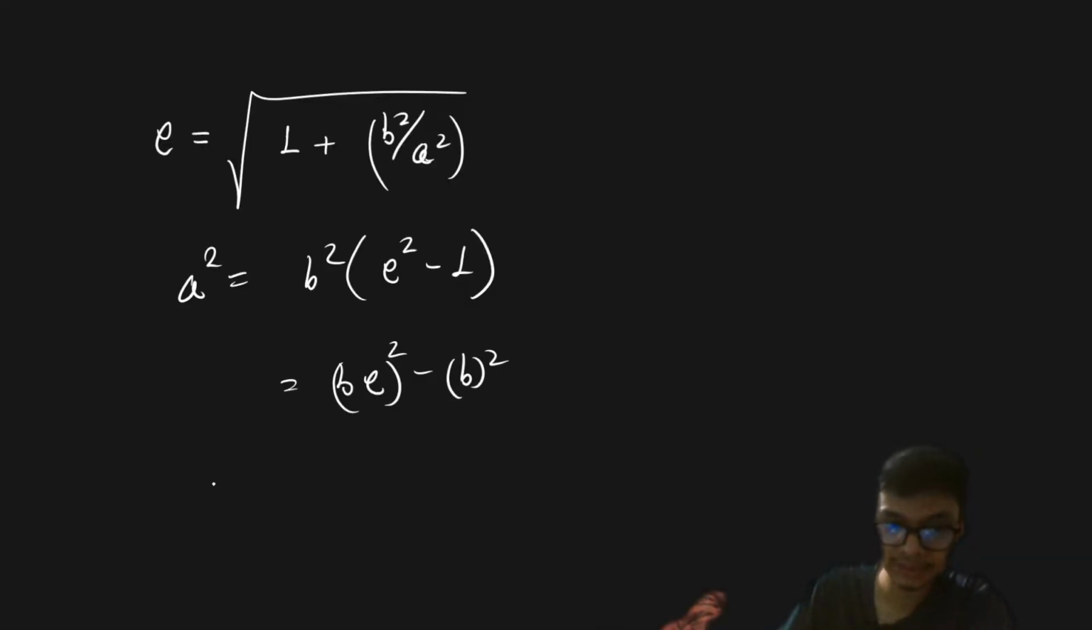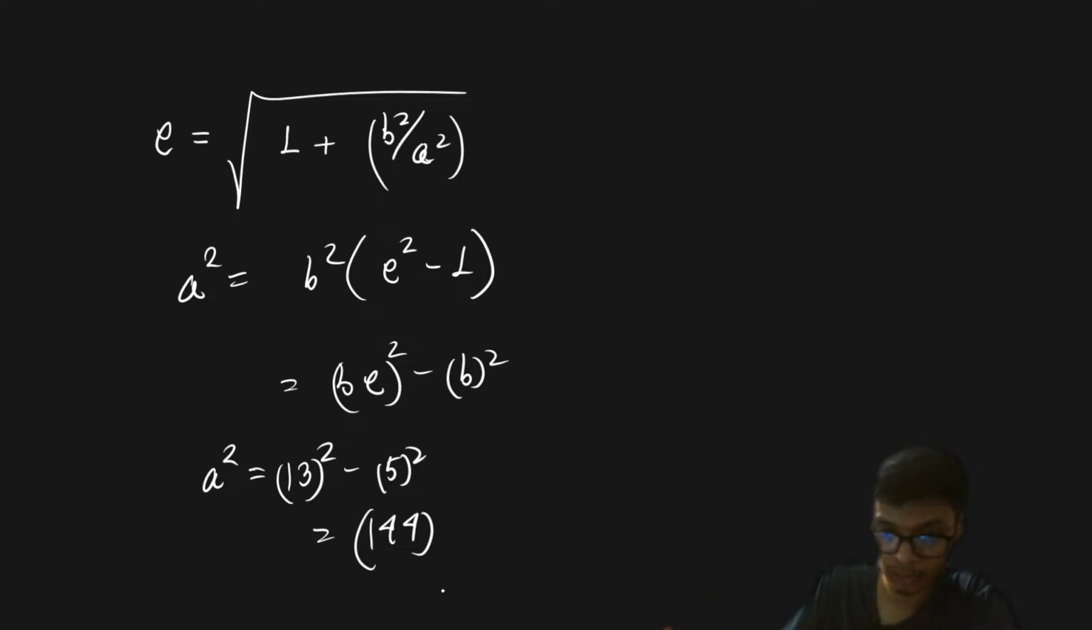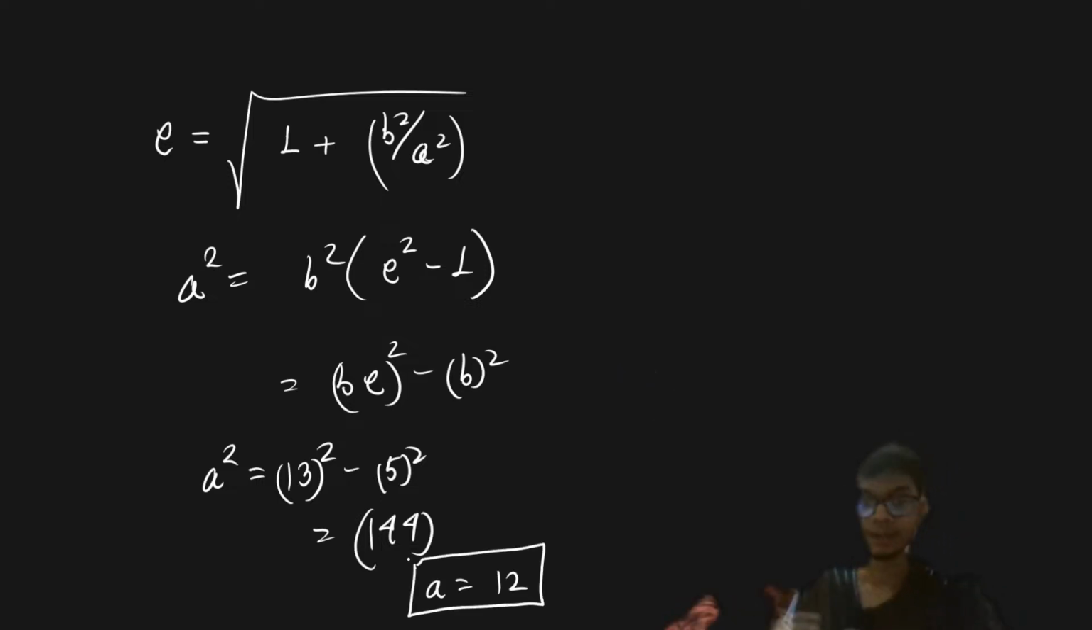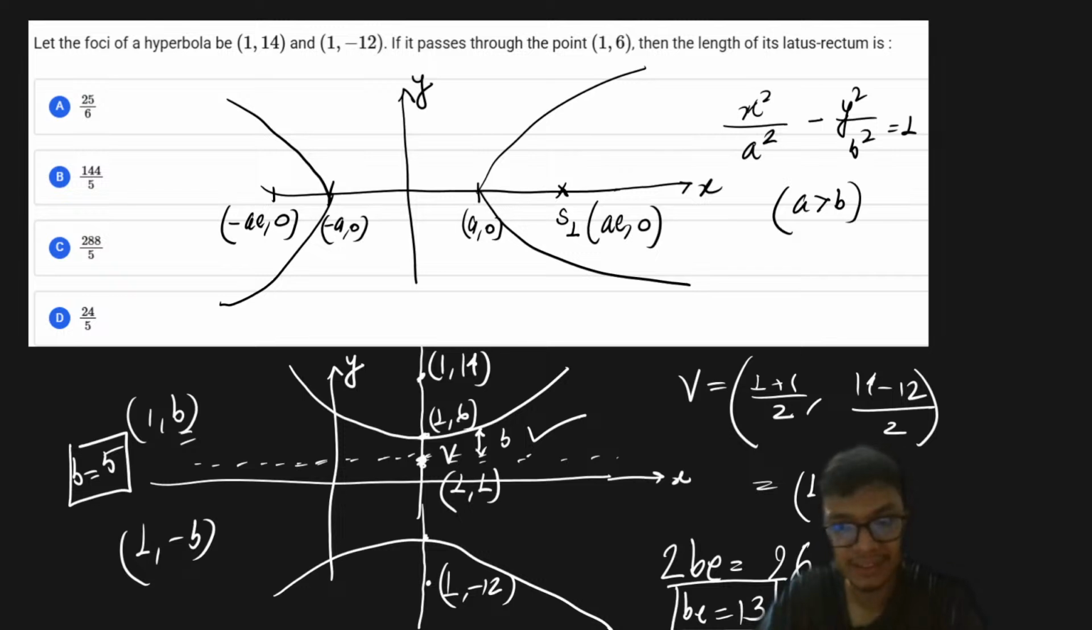And once we put that information over here, I'll get the value of a square as 13 square minus 5 square, and that is going to be equal to 144. So from here, I'll get the value of a equal to 12, right? Now you must be wondering why this particular thing happens, that is a equal to 12. So a is greater than b, right?